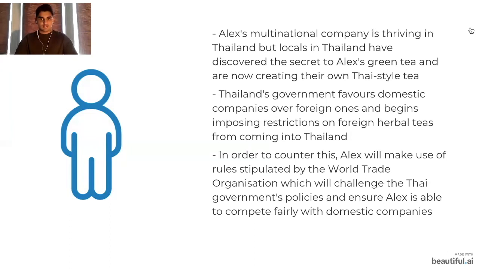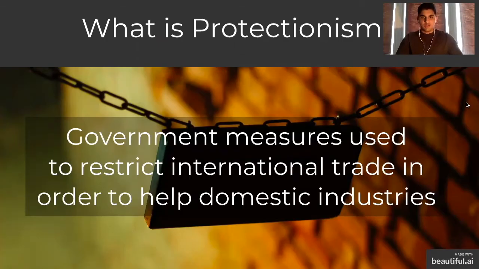So in order to counter this, Alex needs to make use of rules stipulated by the World Trade Organization. They're going to come to his aid. And the WTO rules are going to challenge the Thai government's policies and ensure that Alex is able to compete fairly with domestic companies. So protectionism is one of the main themes of this topic specifically, but not many people know what it is. Protectionism is essentially government measures used to restrict international trade in order to help domestic industries.